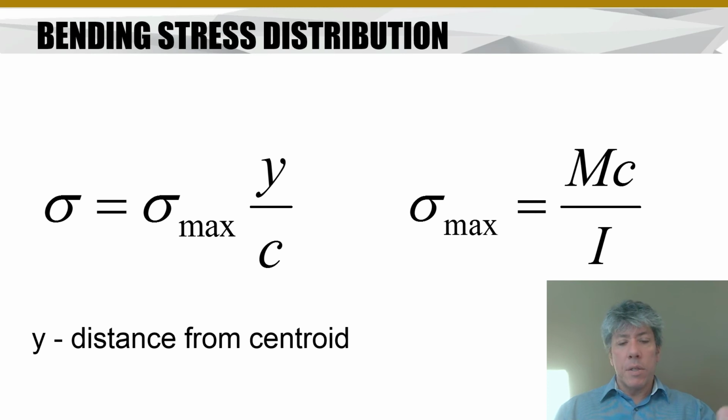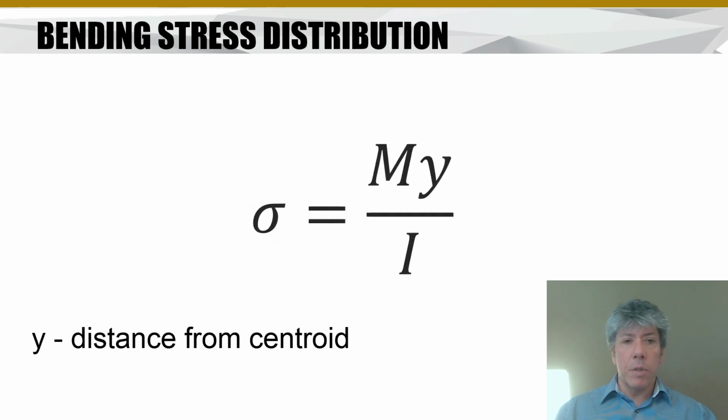So if we take these two equations and put them together, then what you'd realize is that you can calculate the stress at any point by just My over I. So sometimes you'll hear me talk about Mc over I. In that case I'm talking about the maximum stress at the outer fibers of the beam. Sometimes you'll hear me talk about My over I. In that case I'm trying to calculate the stress at some other point besides potentially the outer fibers.